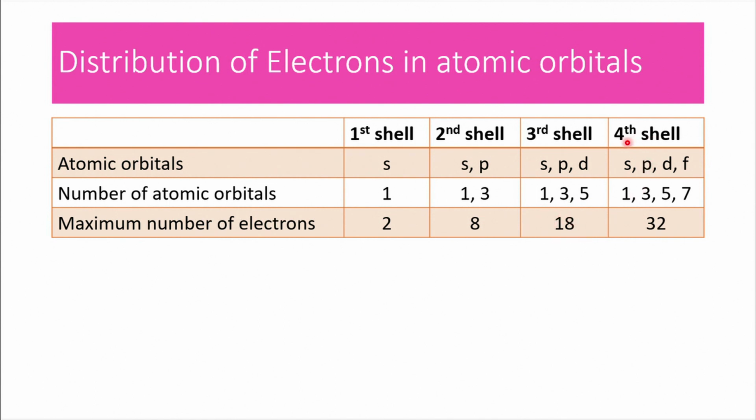And when we move to the fourth shell, we also have the f orbitals additionally, which has 7 degenerate orbitals, which can accommodate 14 electrons. So, 18 plus 14, 32 electrons are possible in the fourth shell.